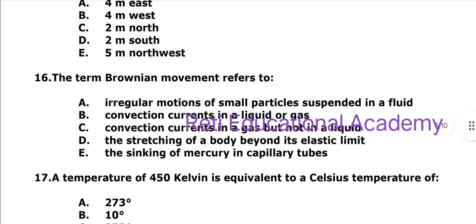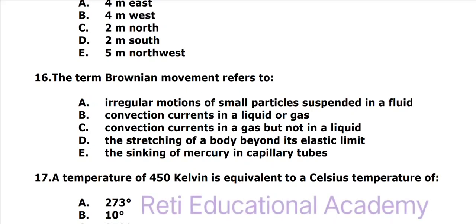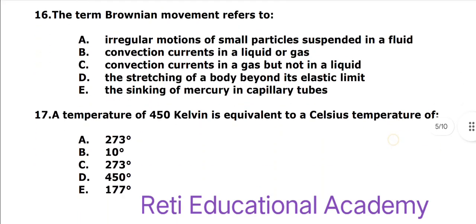Question number 16. The term Brownian movement refers to: A. Irregular motions of small particles suspended in a fluid, B. Convection currents in a liquid or gas, C. Convection currents in a gas but not in a liquid, D. The stretching of a body beyond its elastic limit, E. The sinking of mercury in a capillary tube. And the correct option is A. The term Brownian movement refers to irregular motions of small particles suspended in a fluid.